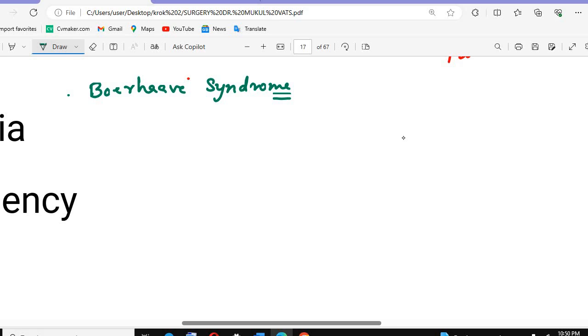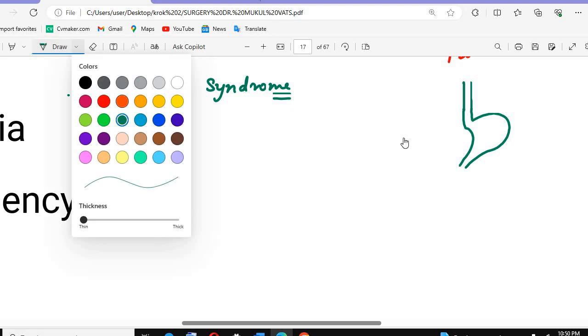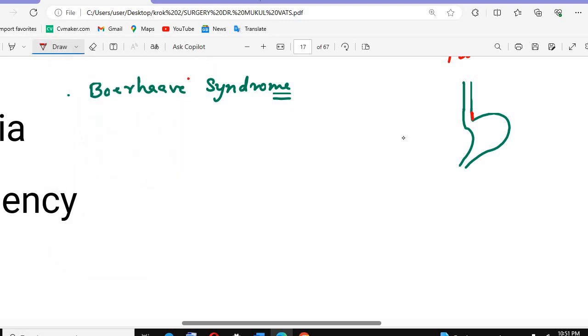In Boerhaave syndrome, this is the esophagus, and after the esophagus we have the gastric part. If you focus on this part, it is the weakest area of the esophagus.